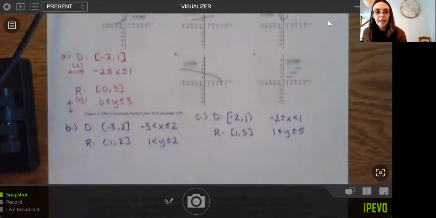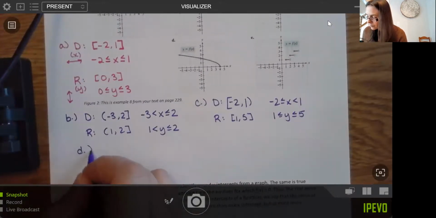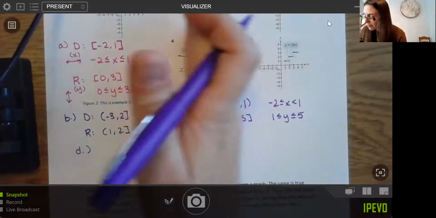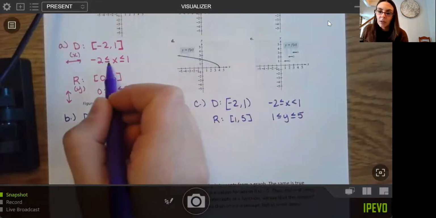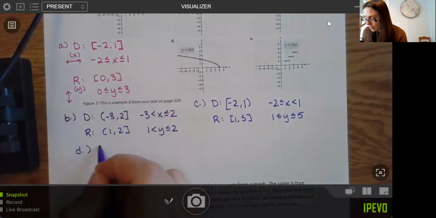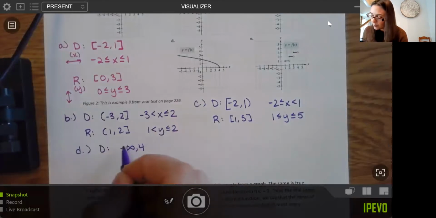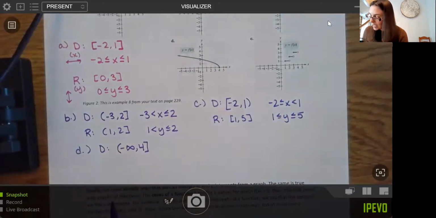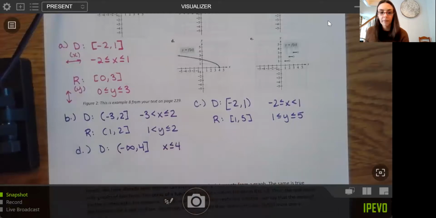This could be a good time to pause the video and try some on your own. So let me go do D and E now. So for D in the left to right direction. Now notice it stops at 4 on the right, but it keeps going left forever. So think about it. If you're going left forever, you're going towards the negatives. So you're going to -infinity up until 4. Infinities always get parentheses, and this number will get a bracket because of the inclusion there. In set notation, you can just write this as x is less than or equal to 4.